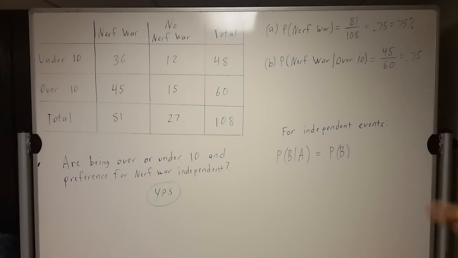All right, so that's how we can determine if things are independent based on a two-way table and looking at the probabilities, basically seeing if one thing affected the other when we make that change.